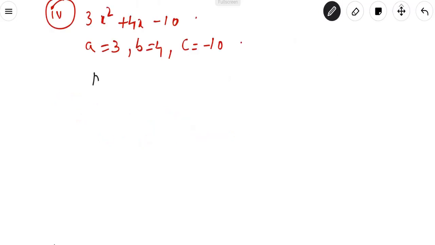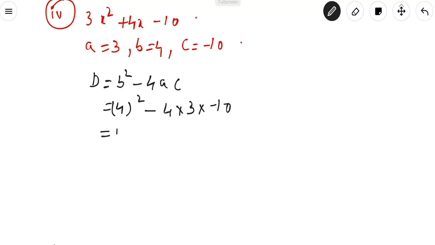D, what is the equation? D is equal to b square minus 4ac. B is 4, so 4 square here, minus 4 into 3 into minus 10. So this becomes 4 into 4, 16, minus into minus plus 12 into 10. So 12 into 10 is how much? 120. So this is 16 plus 120.